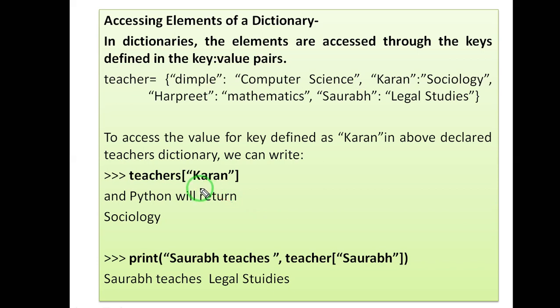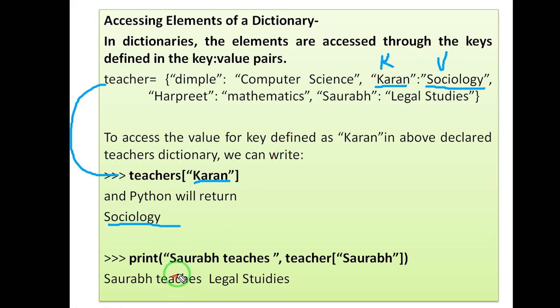Now if you want to access a particular value in a dictionary, you have to specify the key. For example, teacher is the name of the dictionary, and suppose I have written Karan over here, it will display sociology, because Karan is the key and sociology is the value. When I type the key, it will display the value associated with that particular key.